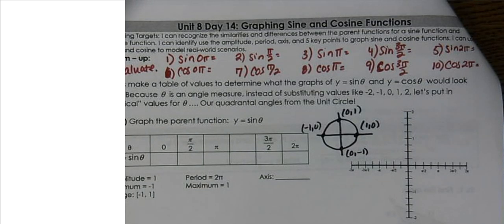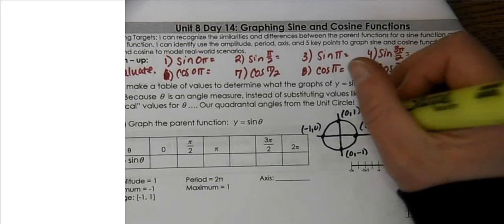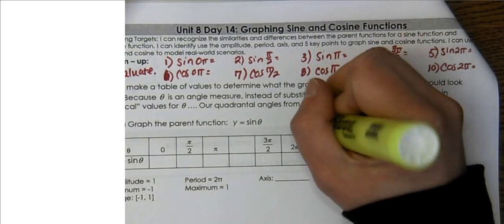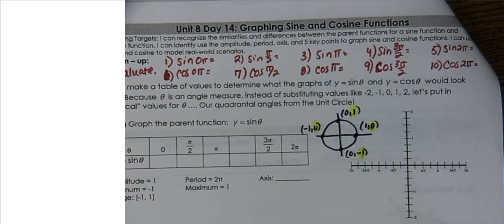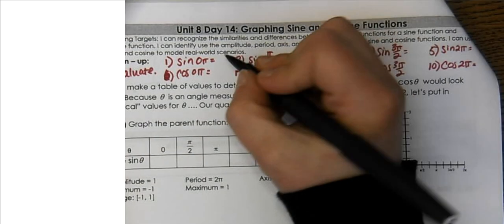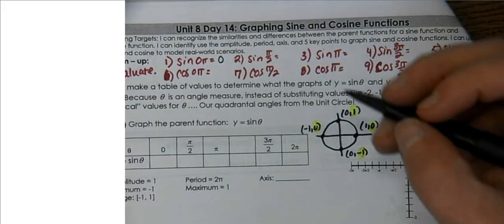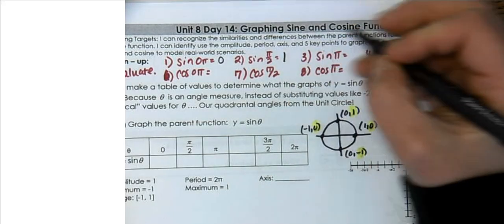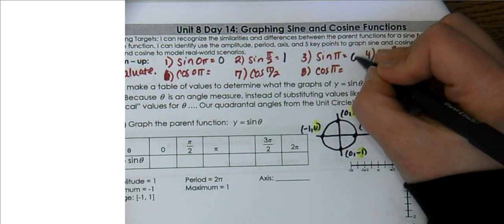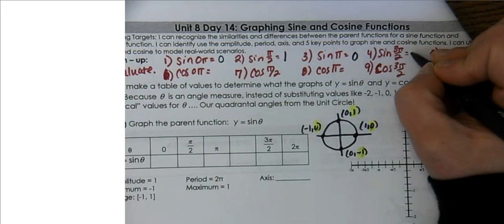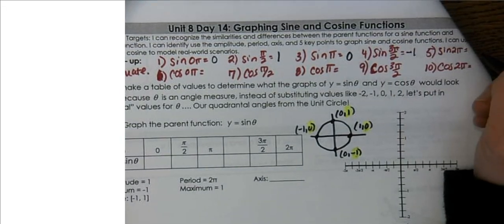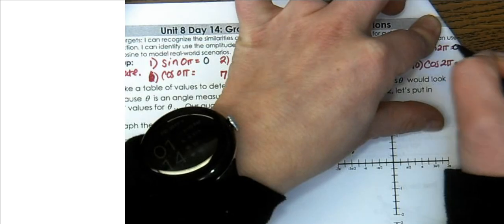And hopefully you remember that all of our sine values are the y values of these critical values. So if we wanted to calculate what the sine of 0 pi is, that is going to be the y value, which is 0. Sine of pi over 2 is 1. Sine of pi is back at 0. Sine of 3 pi over 2 is negative 1. And the sine of 2 pi is 0.